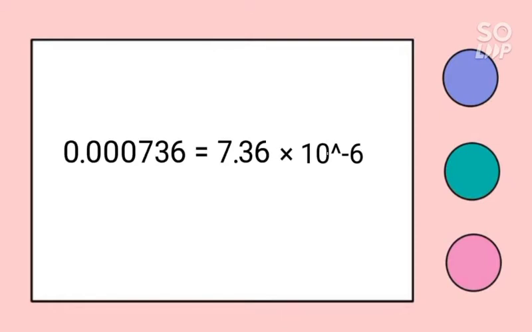For 0.000736, the power of 10 form is 3.6 times 10 to the power of negative 6.